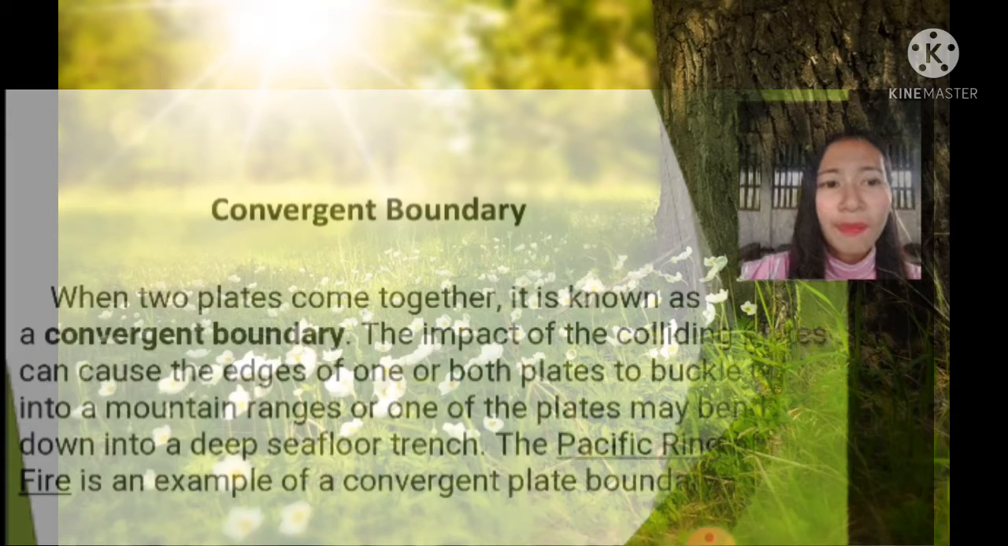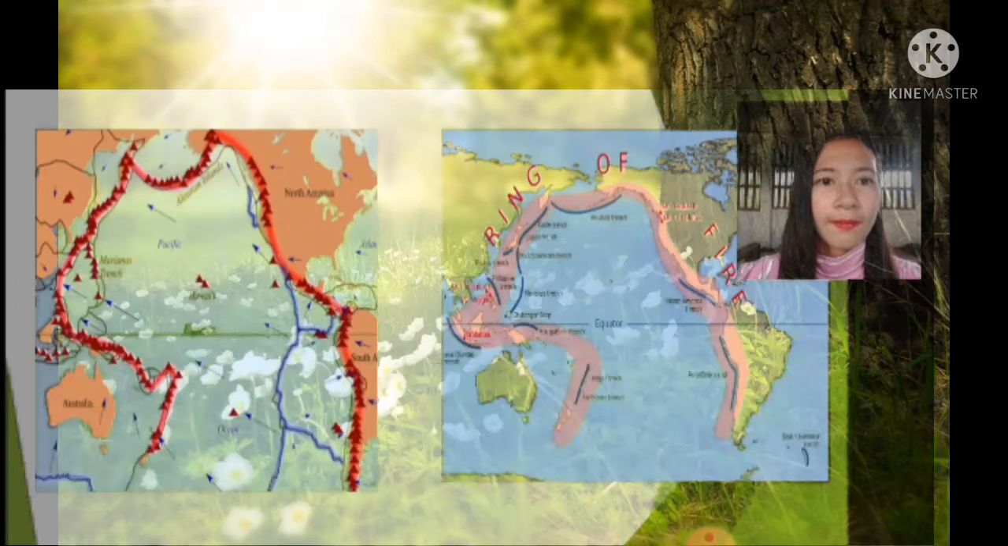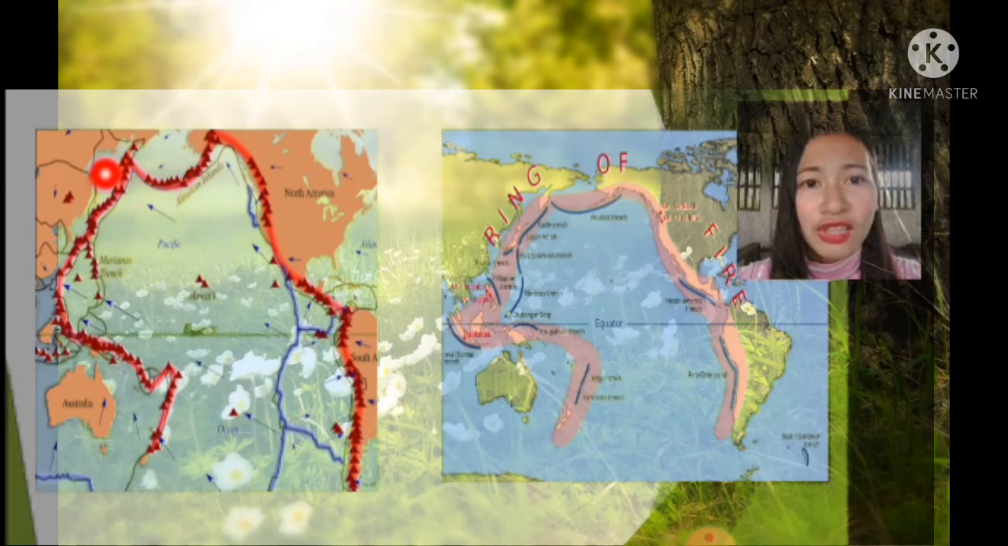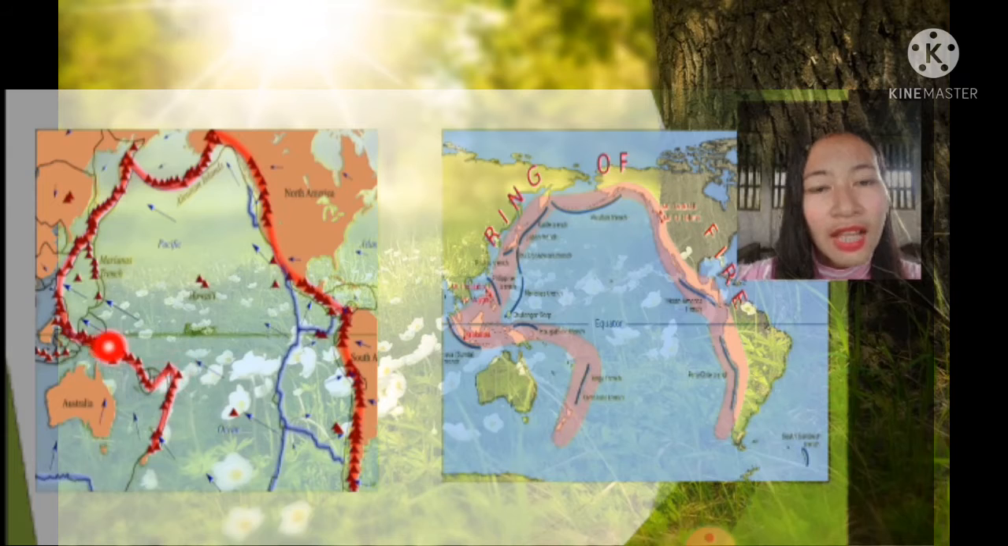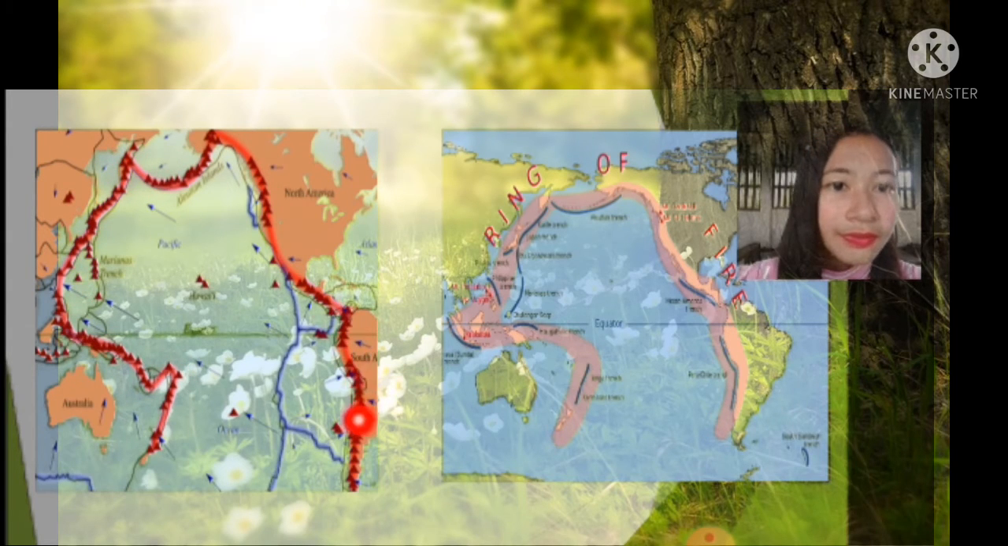The example of a convergent plate boundary is the Pacific Ring of Fire. This is the Pacific Ring of Fire. It is called the Pacific Ring of Fire because along this line are active volcanoes.